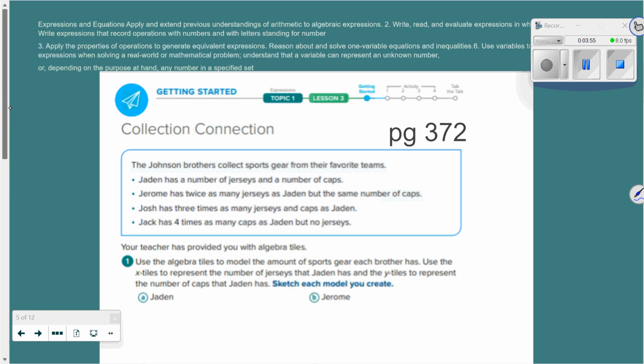Quit talking. The Johnson brothers collect sports gear from their favorite teams. Jaden has a number of jerseys and a number of caps. Jerome has twice as many jerseys as Jaden, but the same number of caps. Josh has 3 times as many jerseys and caps as Jaden. Jack has 4 times as many caps as Jaden, but no jerseys.